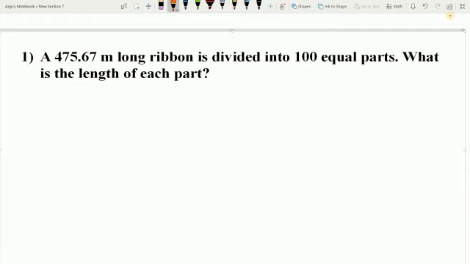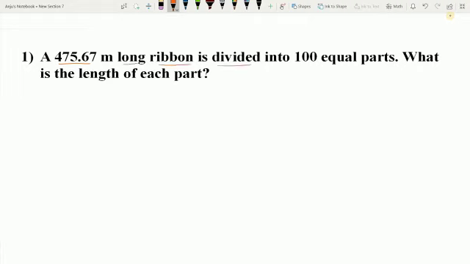A 475.67 meter long ribbon is divided into 100 equal parts. What is the length of each part? So students, what is given in this question? Here we have given the length of the ribbon, which is 475.67 meter, and this ribbon is divided into 100 equal parts, and we have to find out the length of each part.